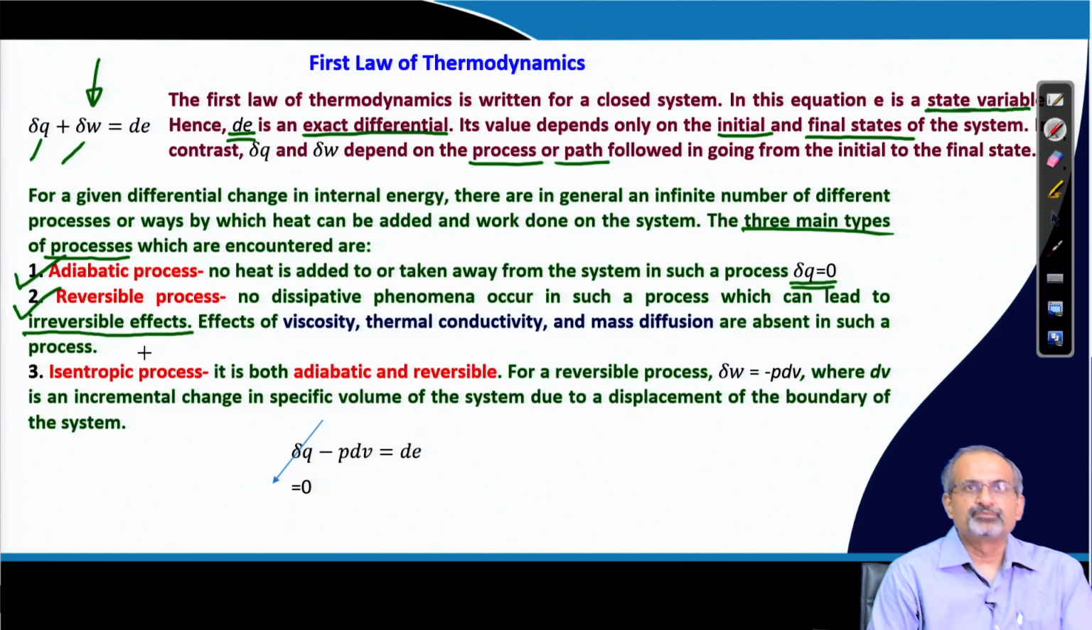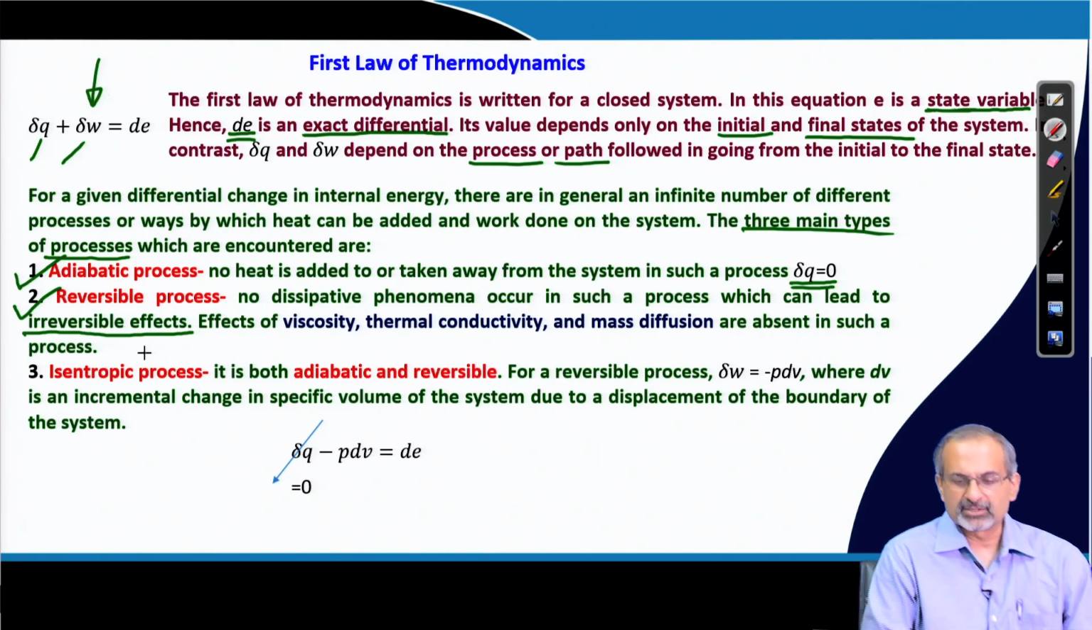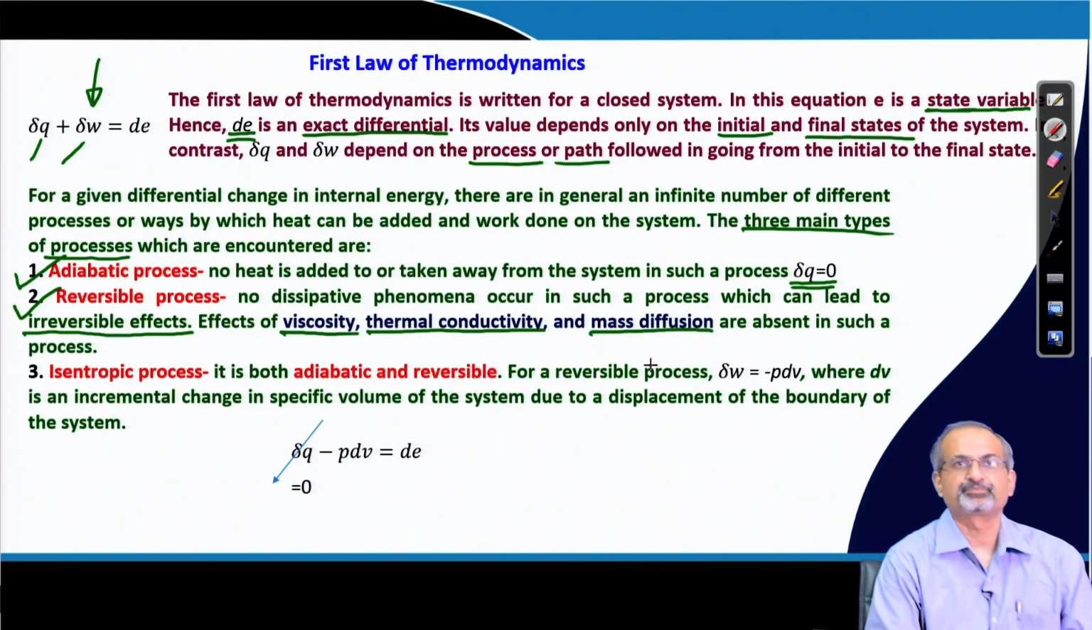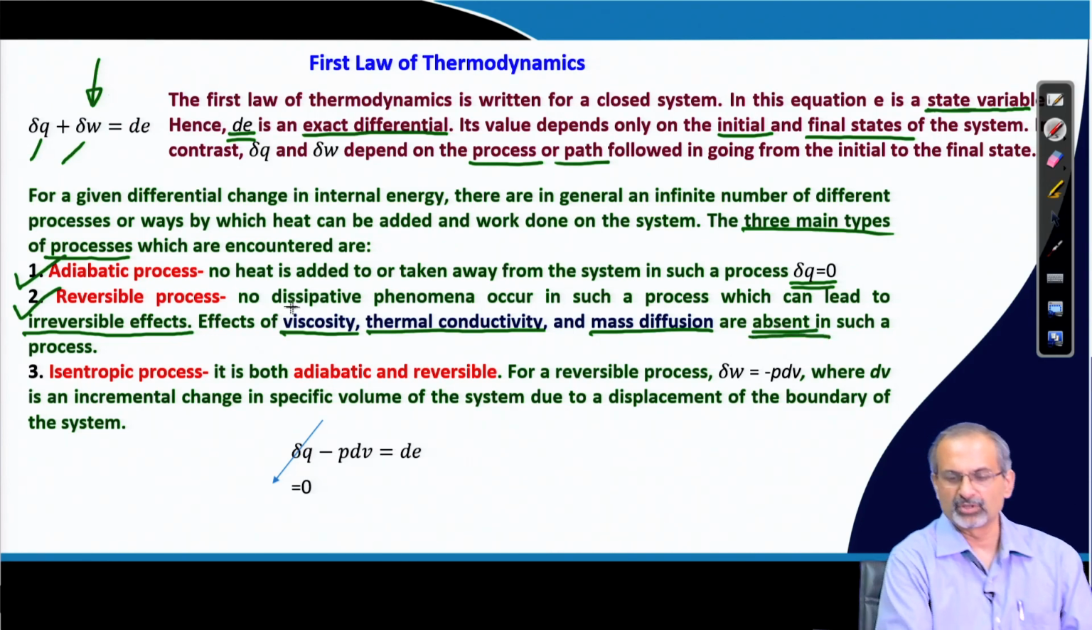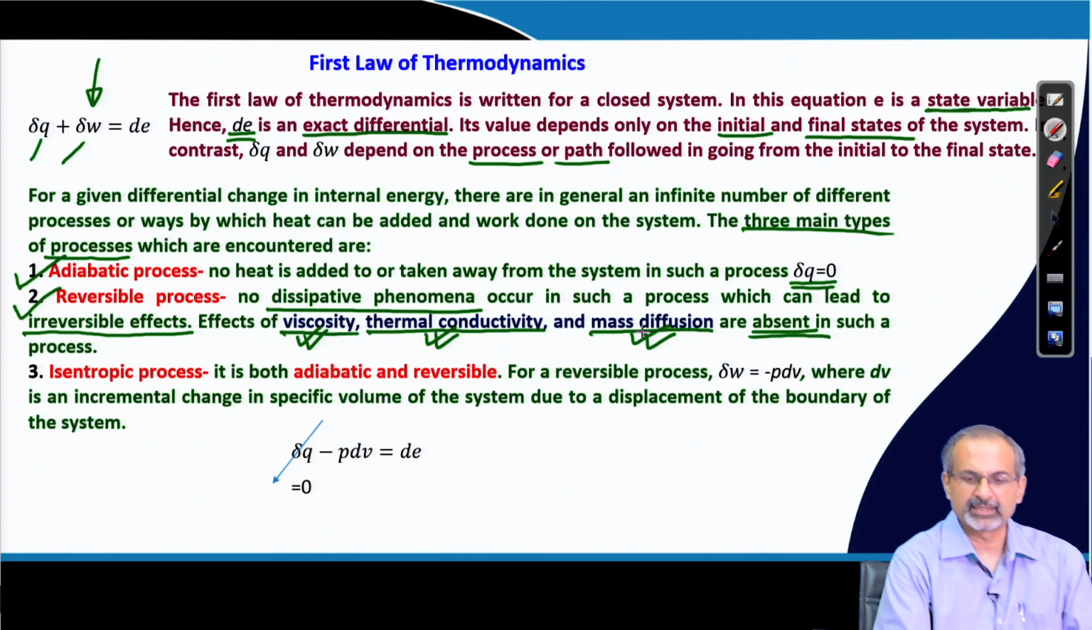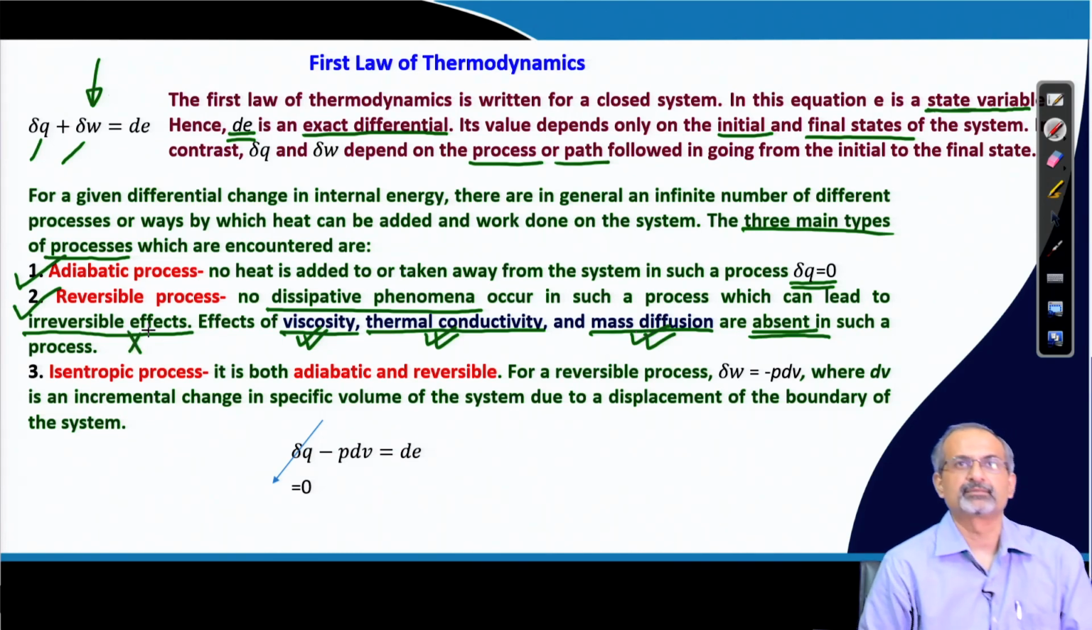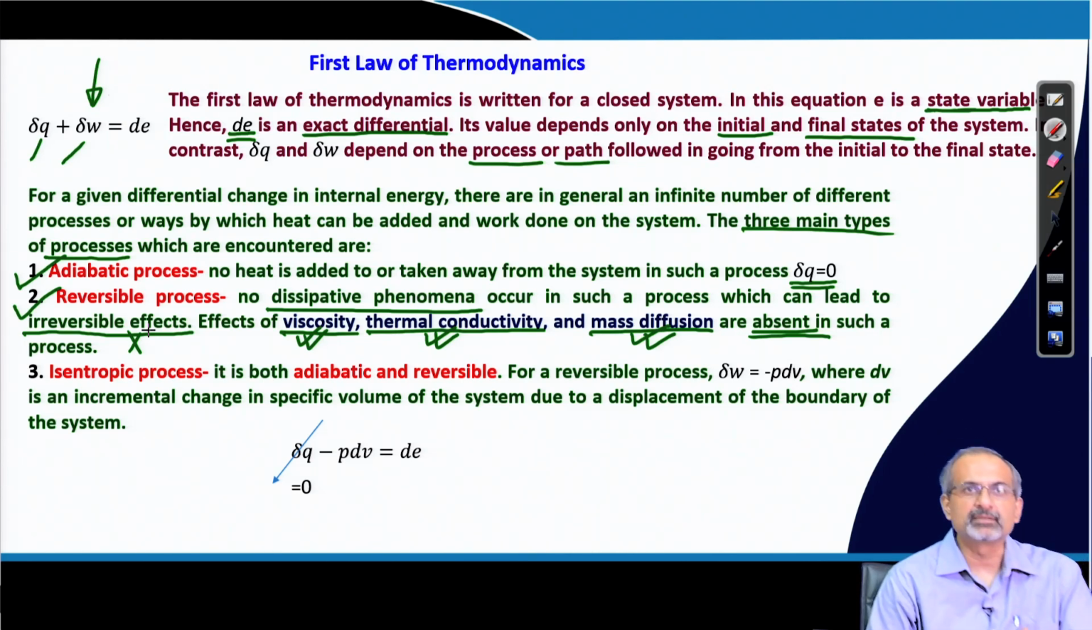That happens in the case of effect of viscosity, thermal conductivity and mass diffusion, but here they are absent because there are no dissipative phenomena which can cause the irreversible effects. So, these effects of viscosity, thermal conductivity and mass diffusion, if they are absent completely from the process, then there can be no irreversible effects, there can be no dissipation, and therefore, it is termed as a reversible process.